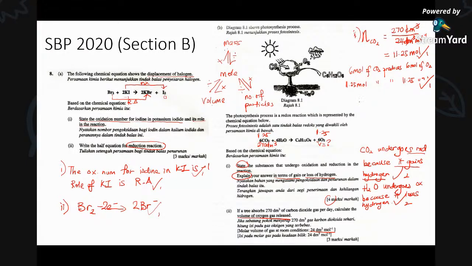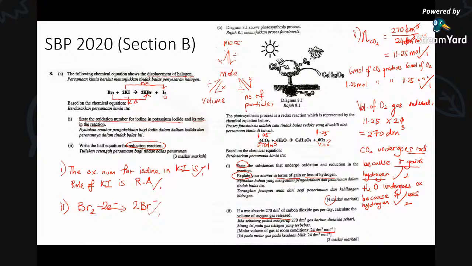Okay, so volume of oxygen gas released is equals to 11.25 mole times by 24. Okay, so you will get 270 dm cube. So 11.25 times with 24, 270 dm cube.